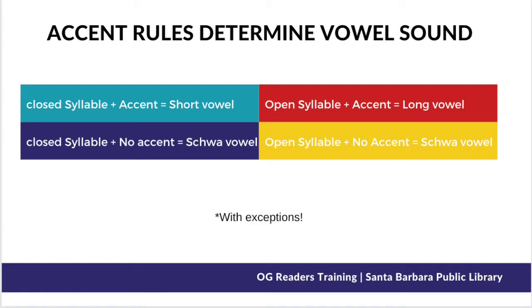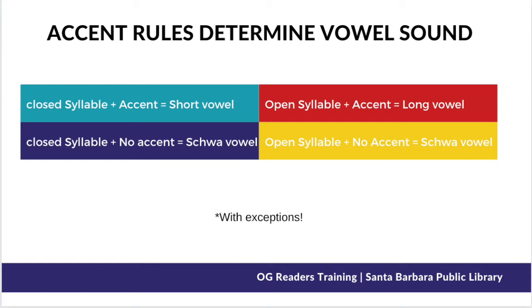But I wanted to point this out to you. Part of the reason it's important to look at those accent rules, which you did in just last module, is that sometimes where the accent falls is going to help us determine what sound the vowel makes in a word. So take a look.